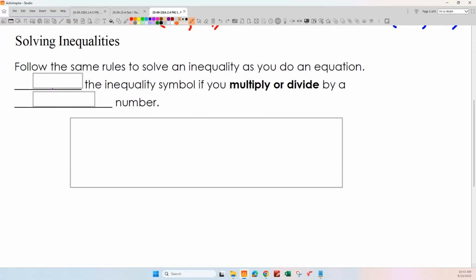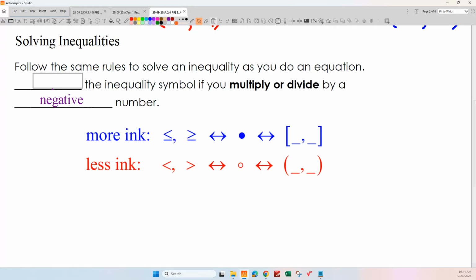Now there's an easy way to keep this straight. What goes with what? All the blue stuff goes together, all the red stuff goes together. All the stuff that requires more ink goes together. It takes more ink to draw that extra equal sign on the inequality. It takes more ink to fill in the dot, the endpoint, and it takes more ink to draw a bracket than a parenthesis. Everything that requires less ink also goes together.